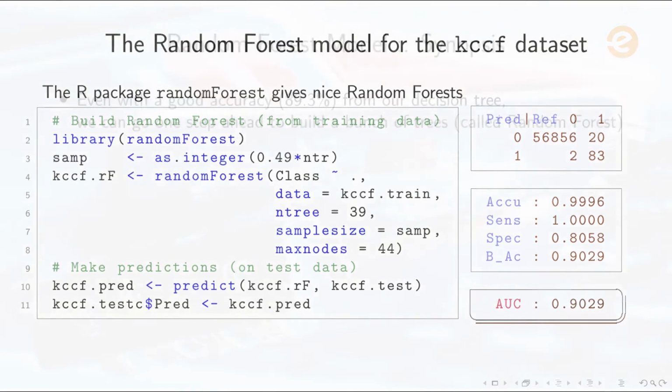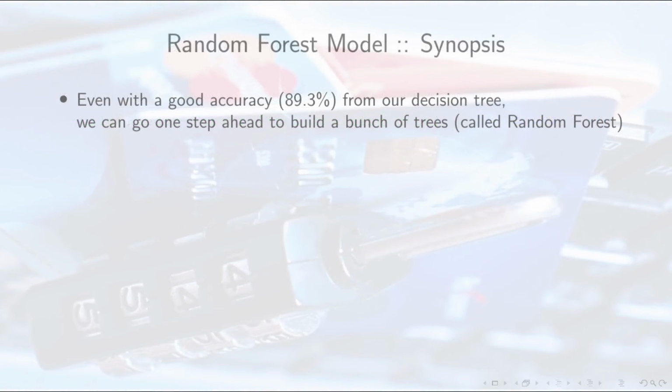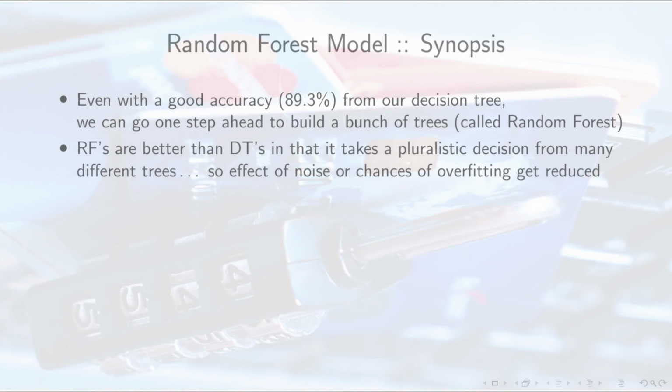We go to the synopsis before we end this session. So in our decision tree, we got an 89.3% accuracy, but we can go one step ahead to build a bunch of trees in what is called a random forest. Well, random forests are better than decision trees because they give a pluralistic kind of decision from different aspects, from different overviews of the data. That reduces the sensitivity of the data to overfitting or to noise already present in the data.